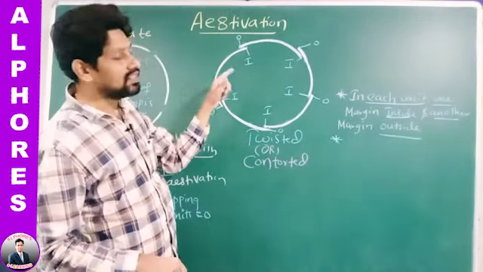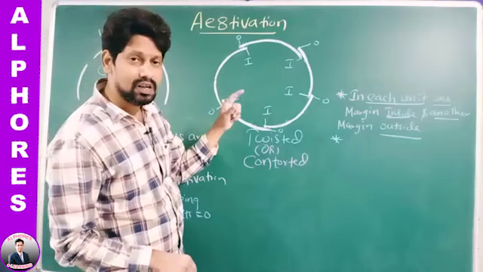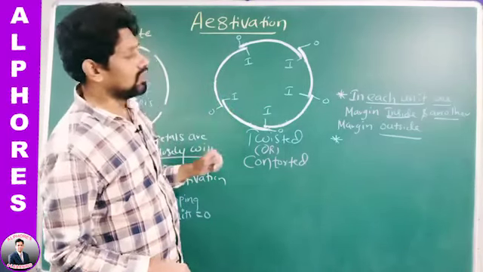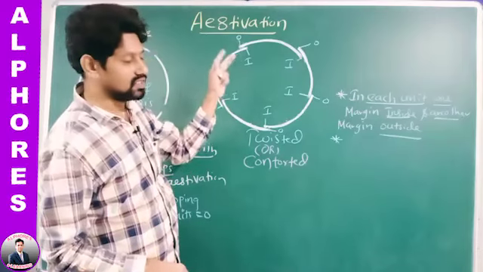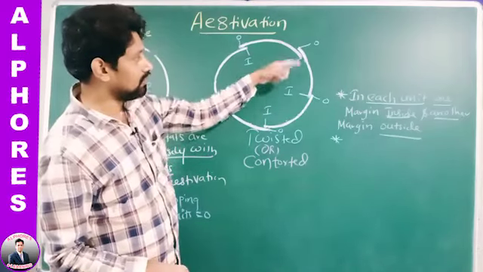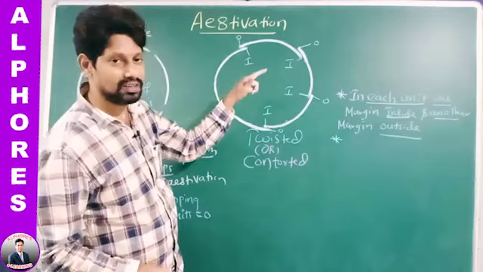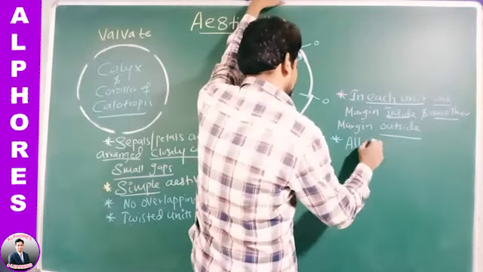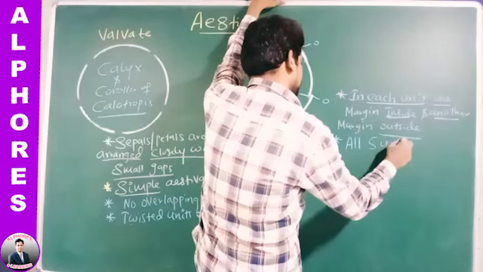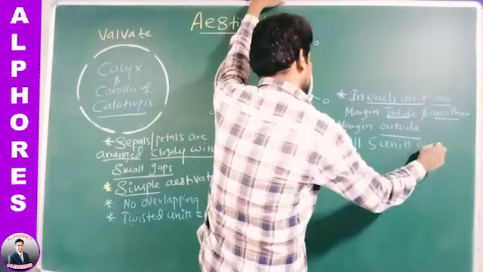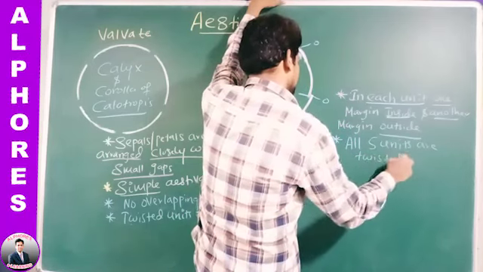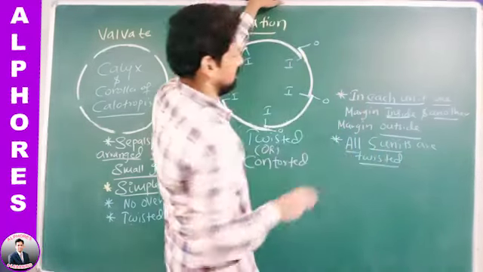Here, how many units are twisted? What is the meaning of twisted? One margin in, one margin out. Yes or no? That is called twisted. Here, how many units are twisted? All the 5 units are twisted, because in all 5 units, one margin in, one margin out. Therefore, all 5 units are twisted.